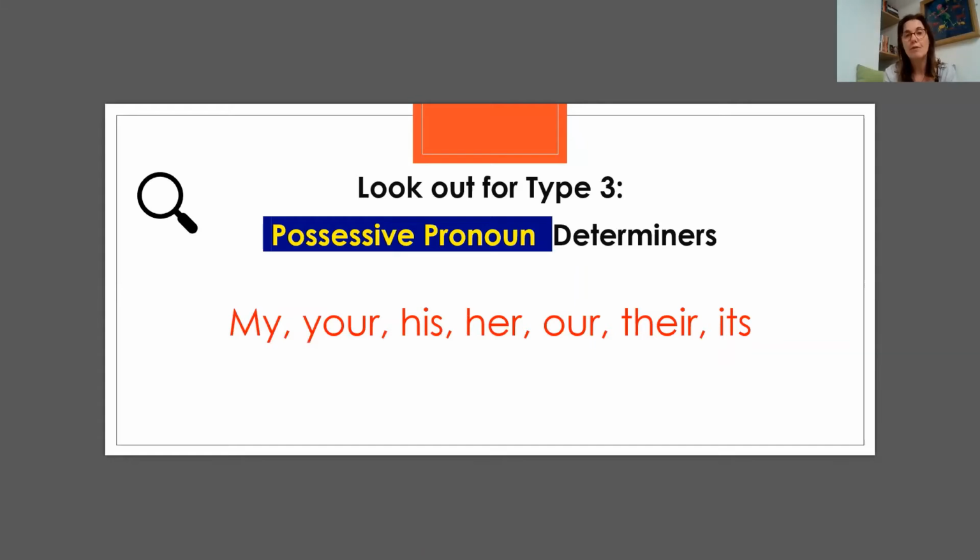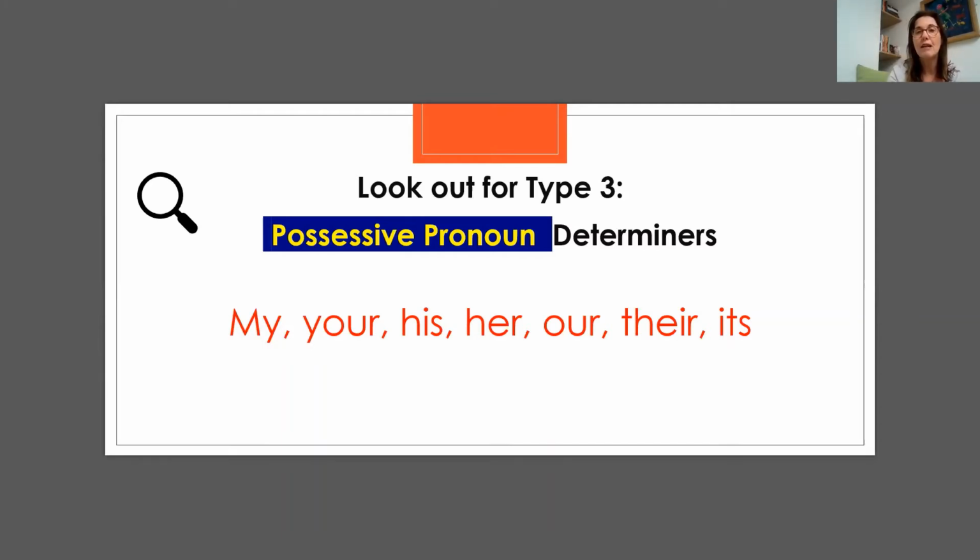Let's have a look at type number 3. These are the possessive pronoun determiners. Do we remember what possessive pronouns are? They're the words that tell you who owns the object. So we have words like my. Remember the cat, that's your noun. My cat, your cat, his cat, her cat, our cat, their cat. Its, when it belongs to an object, like its whiskers. So those are the possessive pronoun determiners. My, your, his, her, our, their, and its.